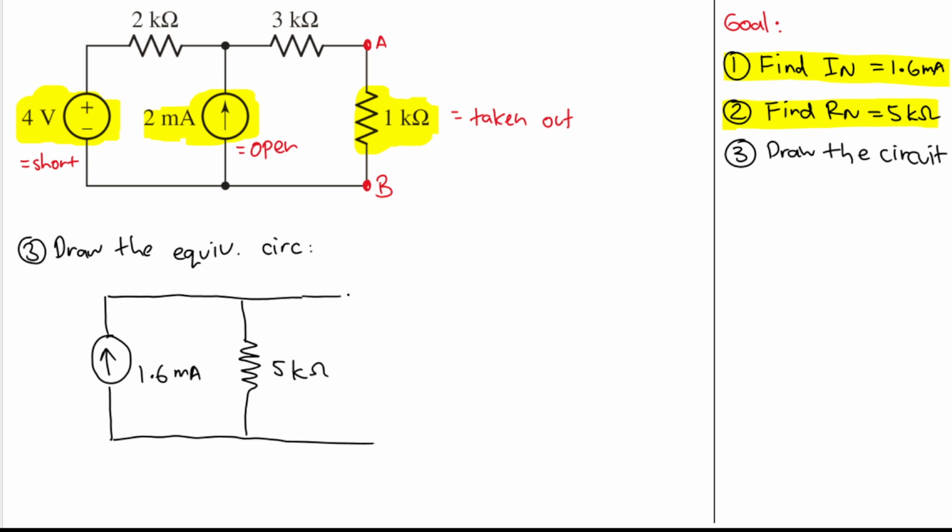And now we have the terminal here, A and B. And remember that we have the original component of 1 kilo ohm. So we will have this 1 kilo ohm here. And this is the Norton equivalent circuit, which is our final answer for this problem.